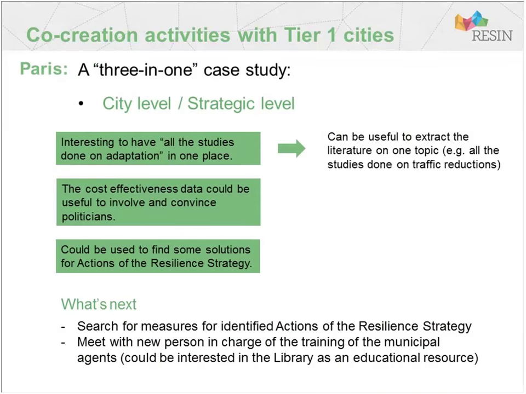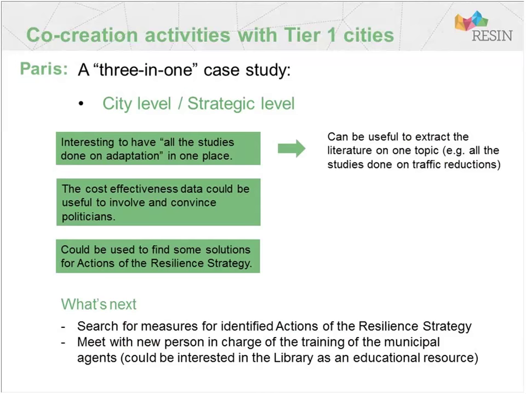Then we also had some interaction with Paris, and we developed a 3-in-1 case study because we worked at 2 levels of the city. We worked with the Adaptation Option Library at city level or strategic level, and then we tried to go to a deeper scale in order to see if the Adaptation Option Library can be used at a lower scale, at neighborhood scale or district scale.